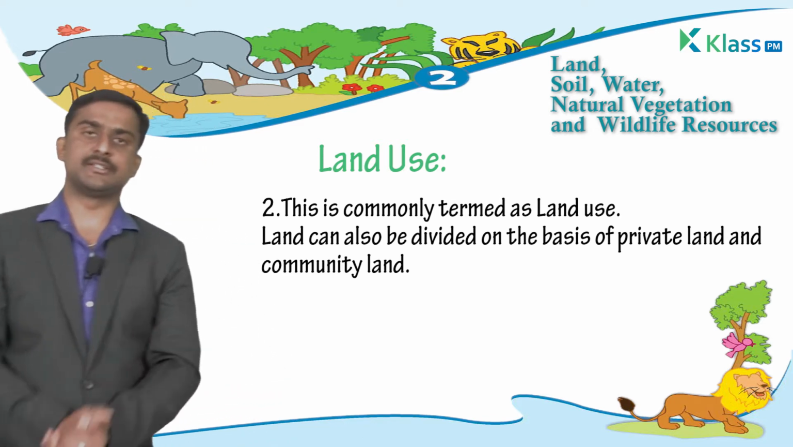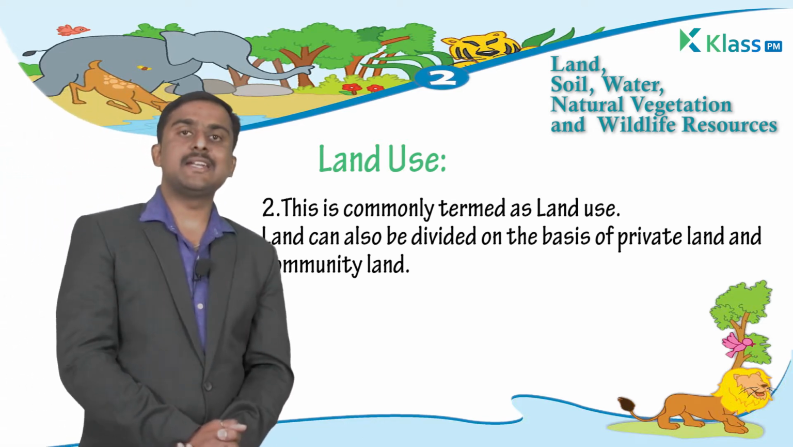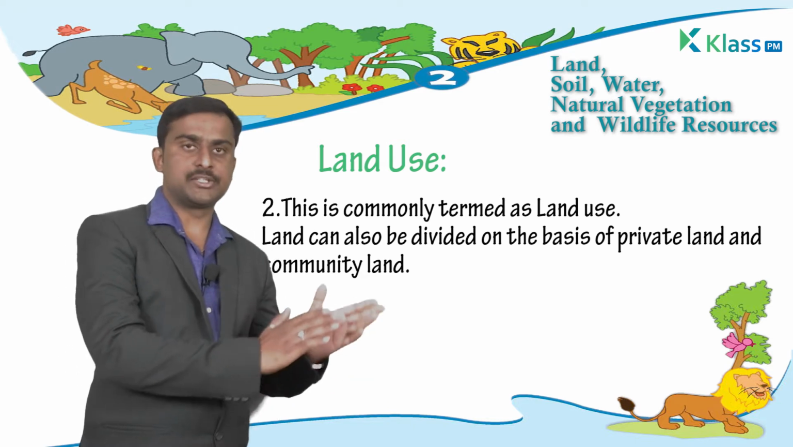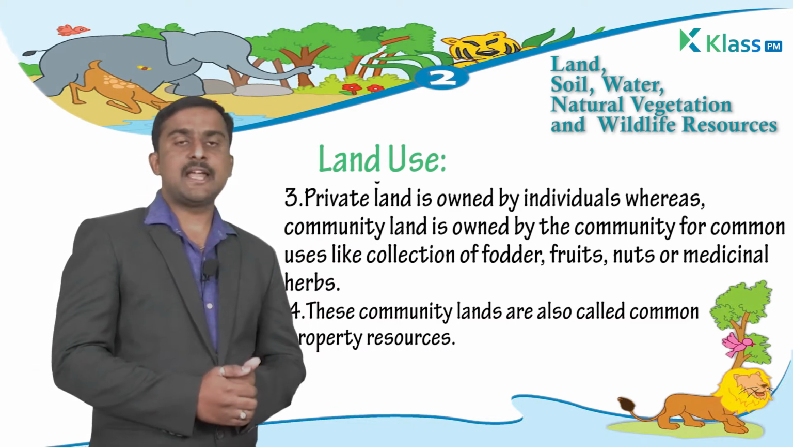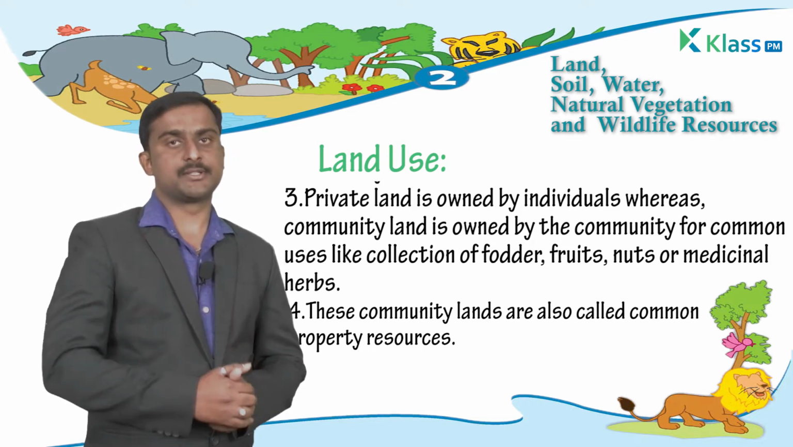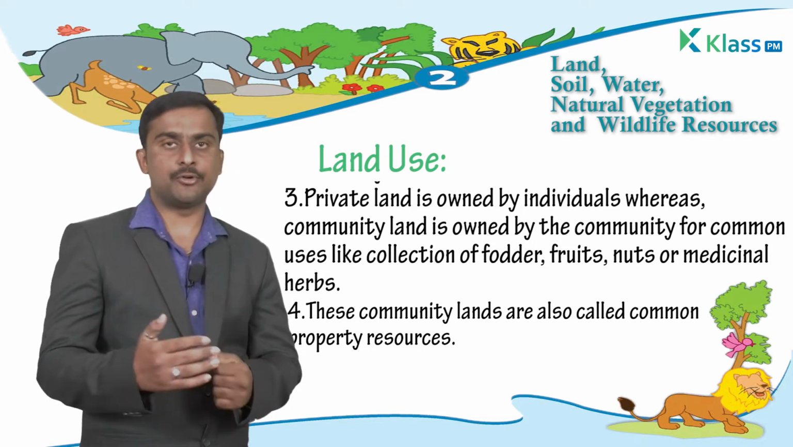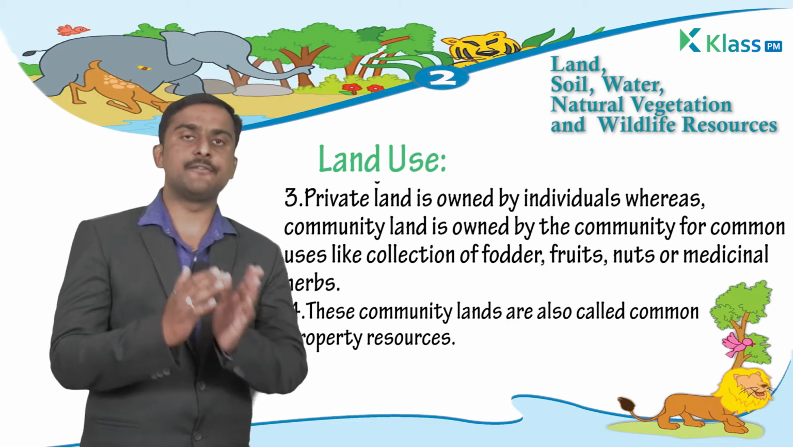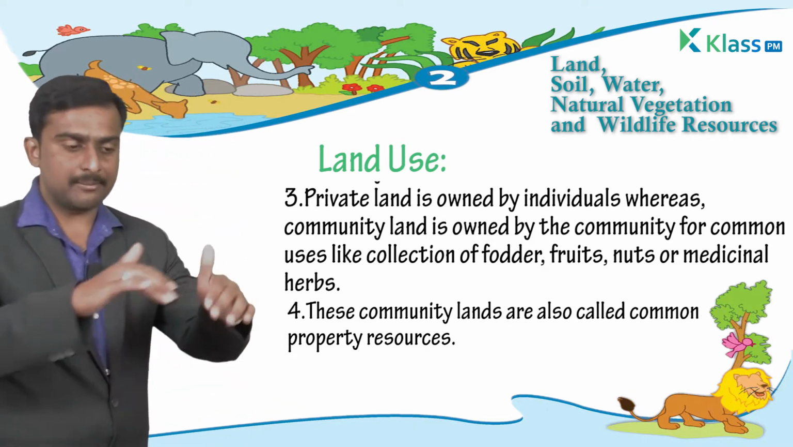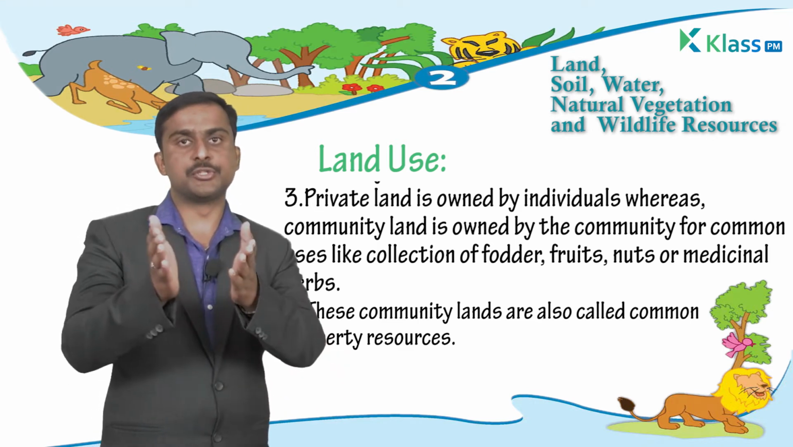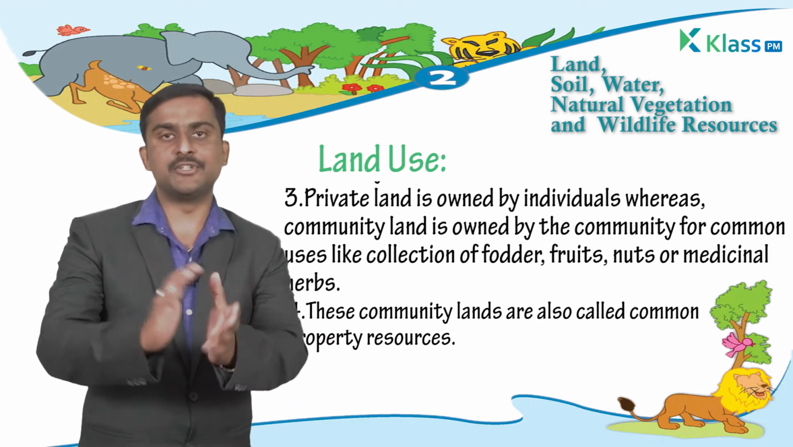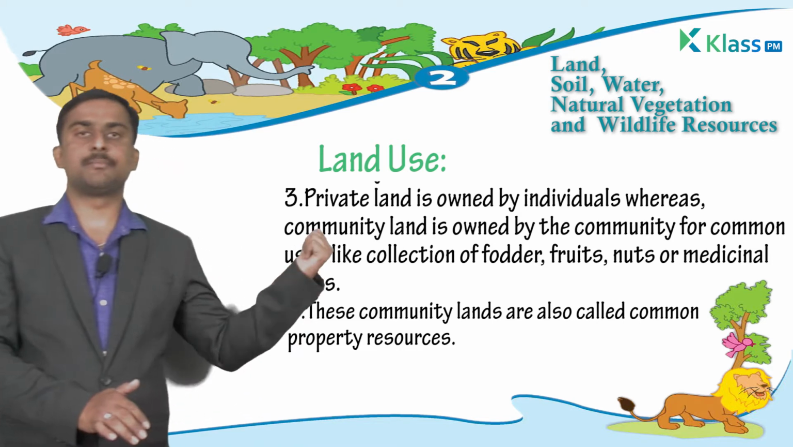Of course, children, yes. Land is divided into two ways. One is private land. Private land is the land which belongs to an individual person. That means if you have your own house, the place covered by your home belongs to you. That means it is your individual land, and that comes under private lands.